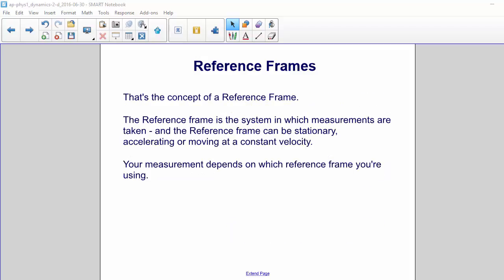That's the concept of a reference frame. The reference frame is a system in which measurements are taken, and the reference frame can be stationary, accelerating, or moving at a constant velocity. Your measurement depends on which reference frame you're using.